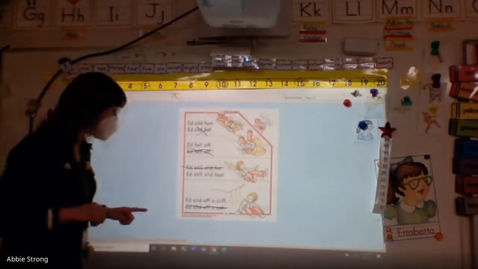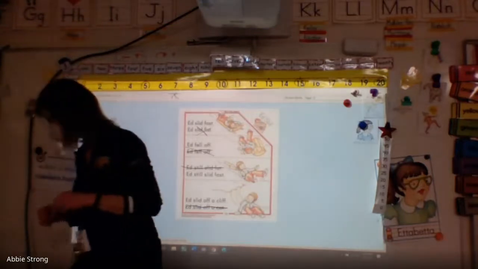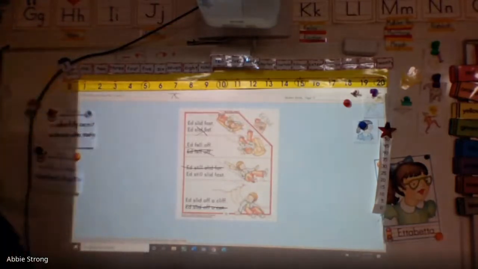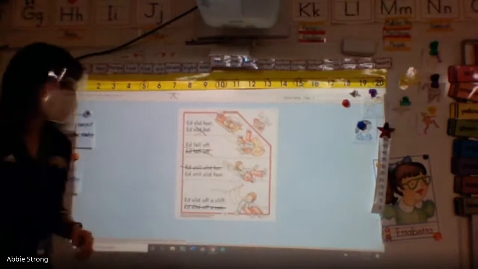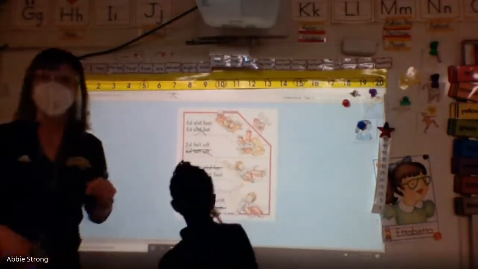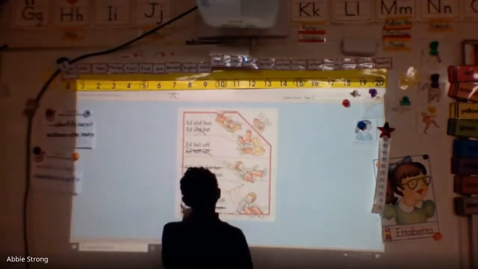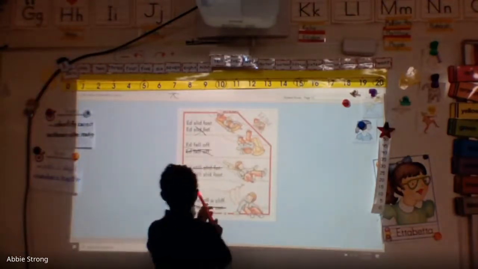Addison, why don't you come grab a pointer here? There you go, right here. And you can read, and we're going to give you a round of applause when she is done. All right, take it away, my dear.